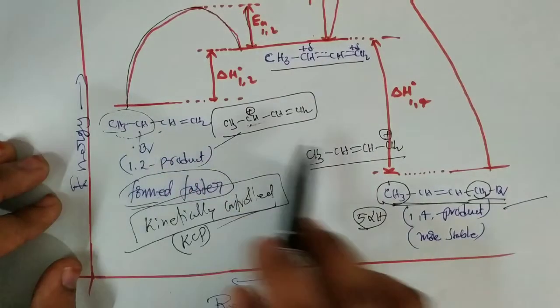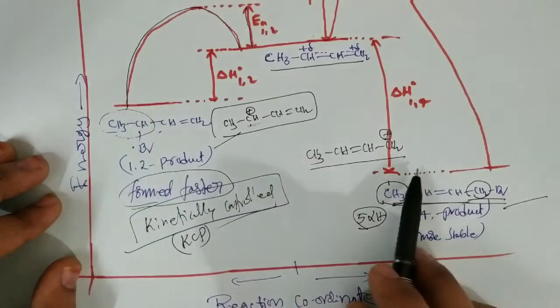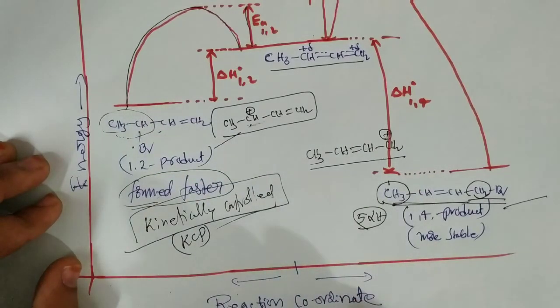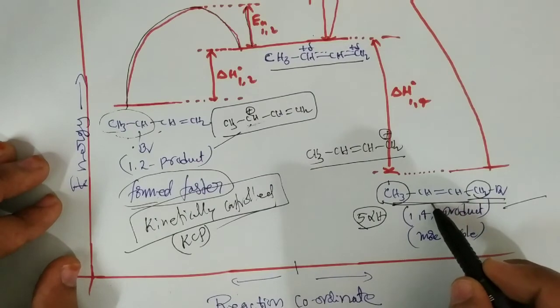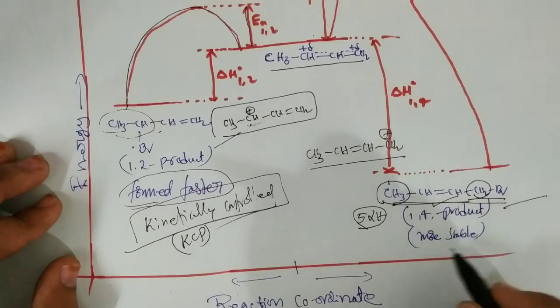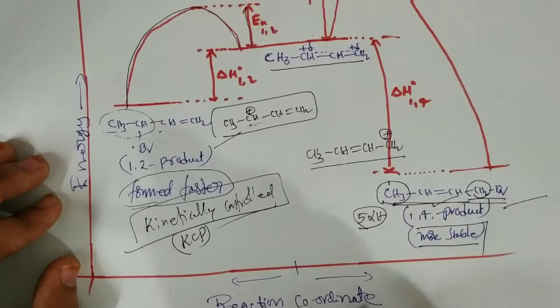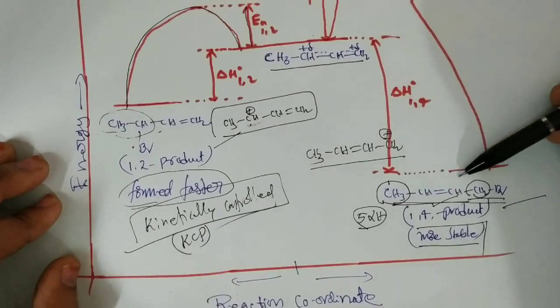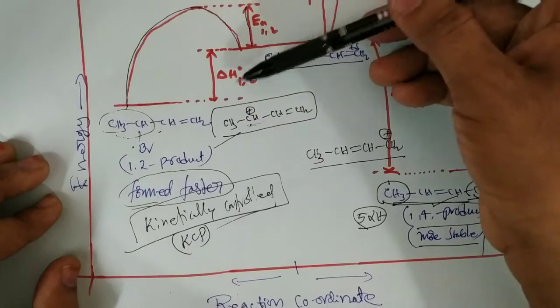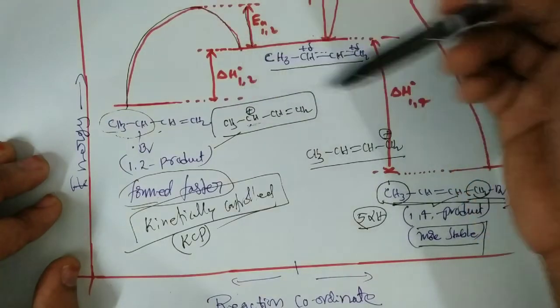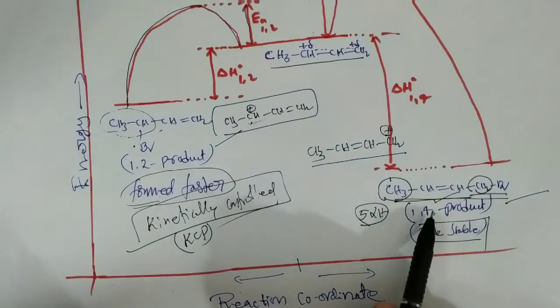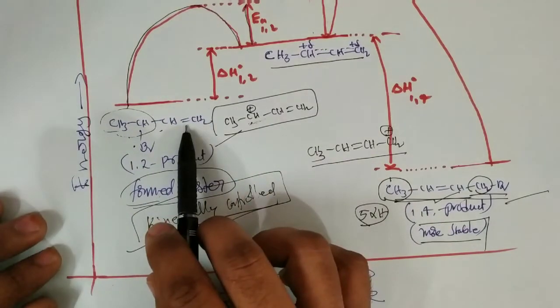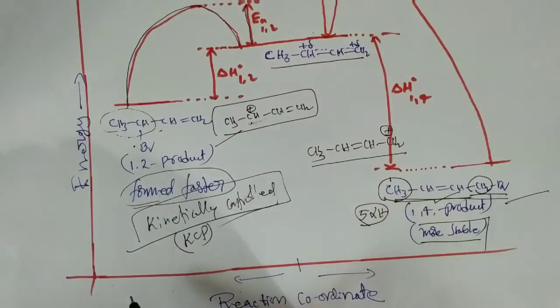So you can see here this energy diagram. This one has a higher energy, this one has a lower energy. Okay, so this 1,4 product is more stable, and it is the finally formed product in the reaction. So here the delta HF for the 1,4 product formation is higher, and for 1,2 product formation is less. Okay, that means this one has a higher enthalpy of formation and this one has a lower enthalpy of formation.